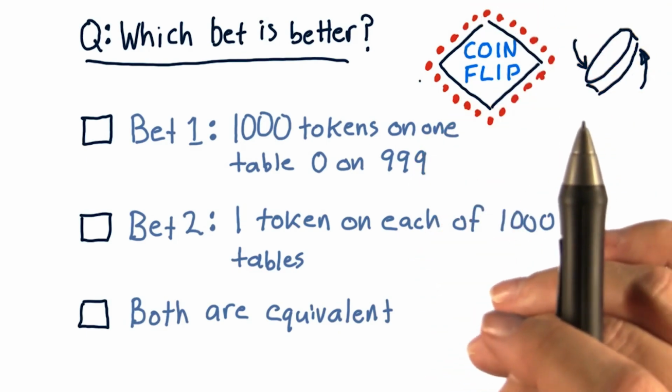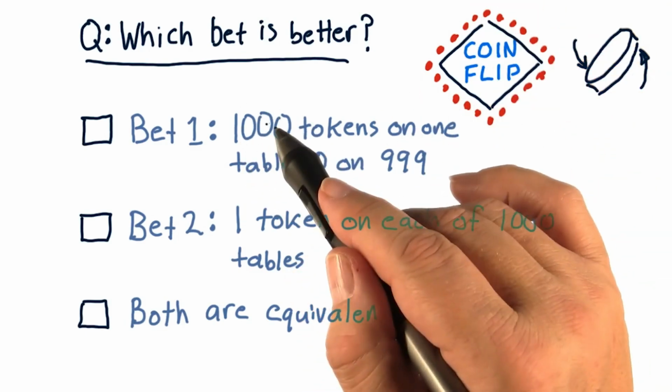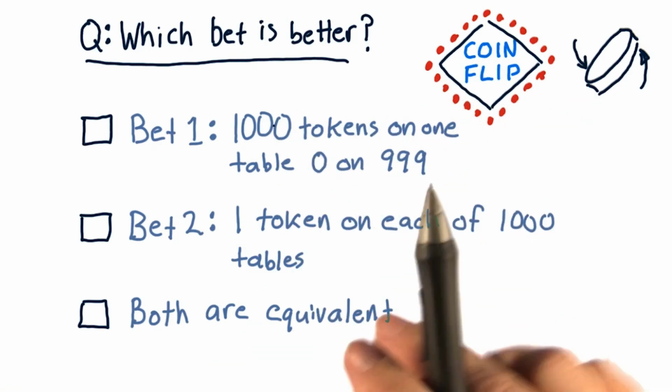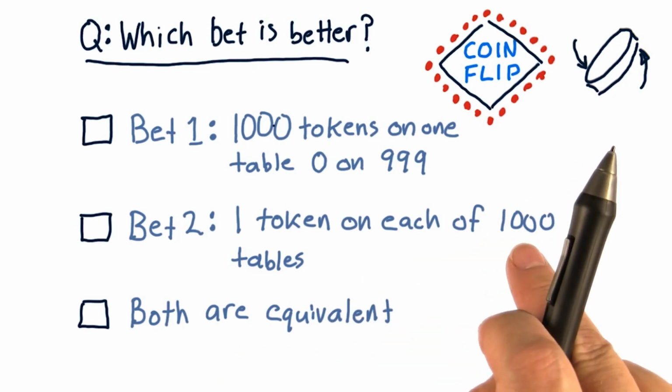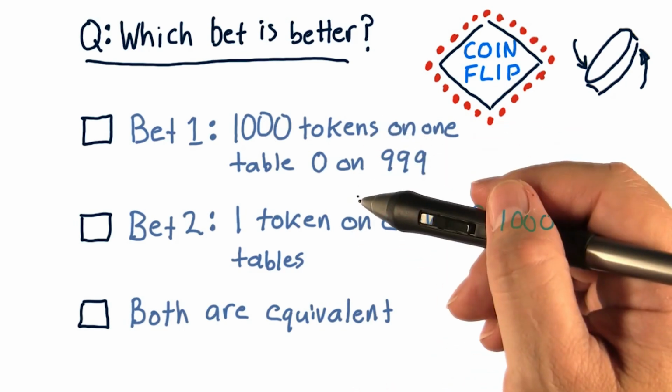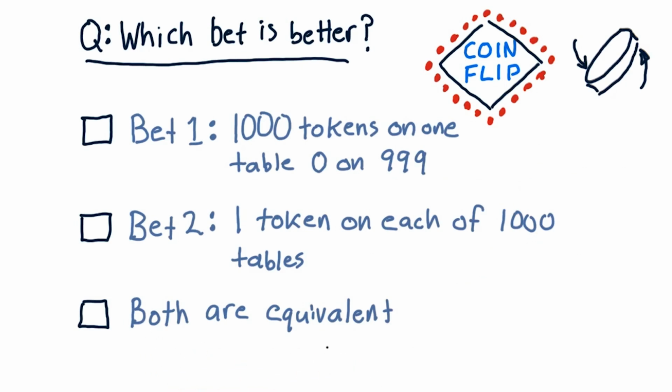So that's one way you might bet. And the outcome is going to depend on only what happens on the coin that's flipped on that single table. Another approach is to put one token on each of the 1,000 tables, and then all the coins are flipped in parallel, and you get your reward or loss that way. Which one of these is better, or is it the case that both of these are equivalent?